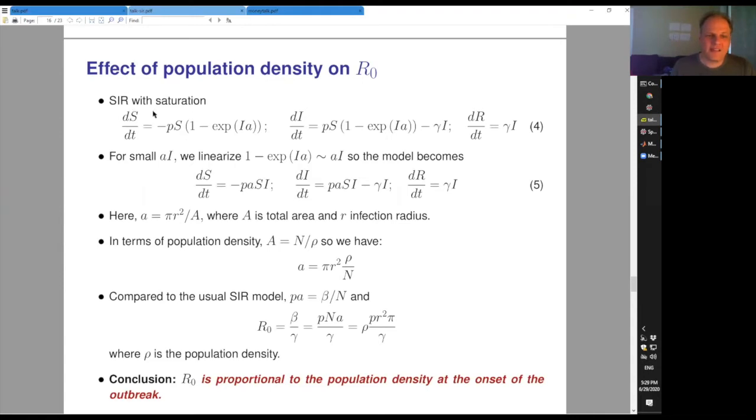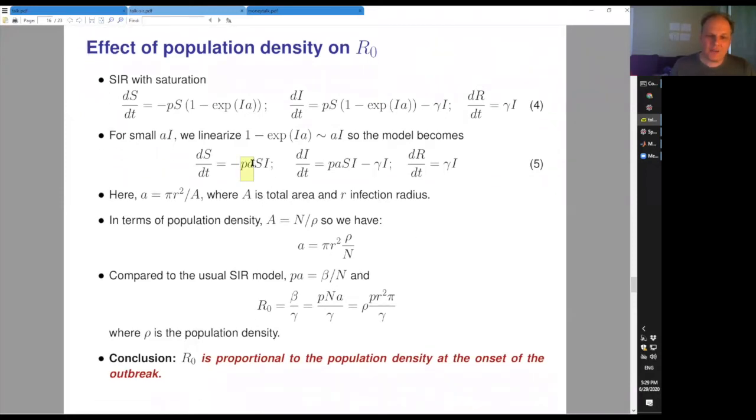So if we start with the S-I-R model and compare it with and without the saturation, well, for small I, this saturated model is the same as without the saturation. You just Taylor expand. And if you compare this to the usual way of getting R0, and you rewrite all of these parameters, the area fraction can be written in terms of the density. The area fraction is the population number divided by the total area, which is the number divided by the density, right? So this area fraction can be written here in terms of the density, like this.